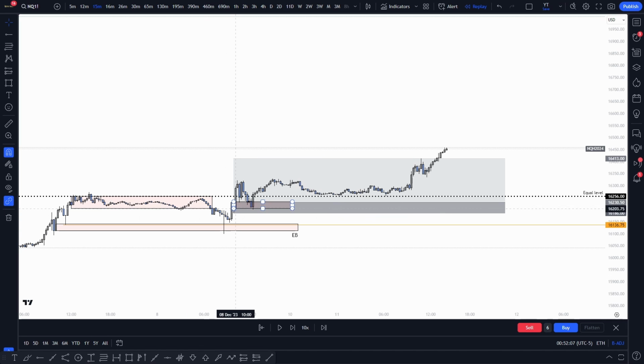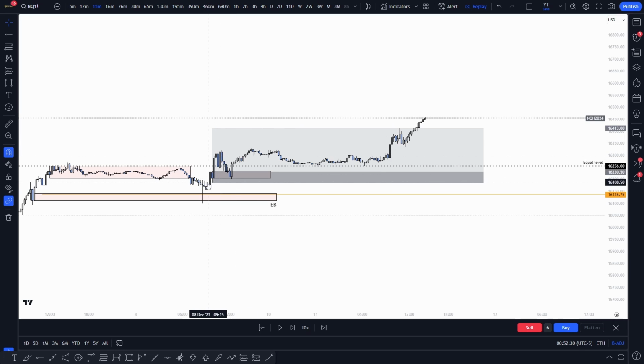Look at the risk to reward. You're risking 44 points to end up making 182 points. That's worth it 100% of the time. And that is an example of accumulation, manipulation, distribution, also known as power of three. Now let's dive into another example.